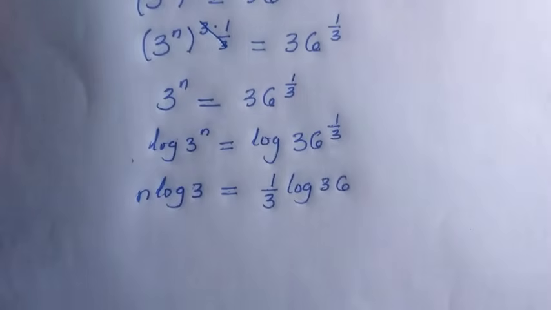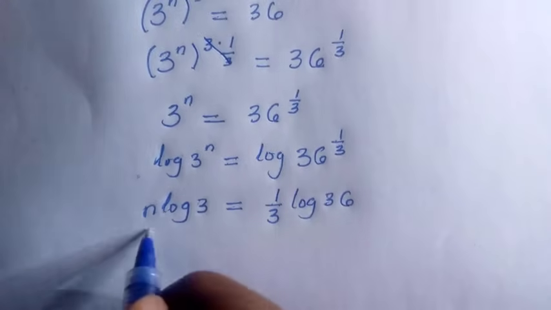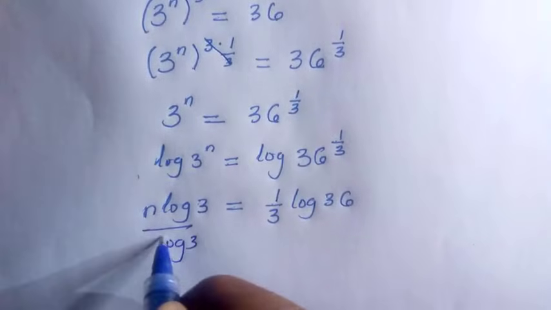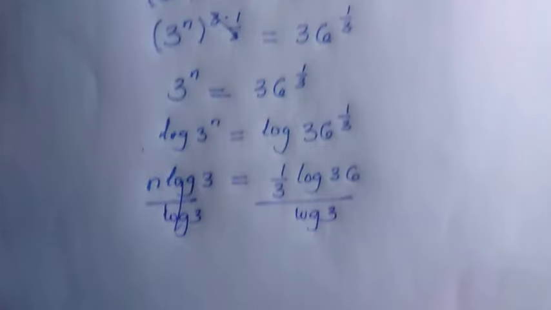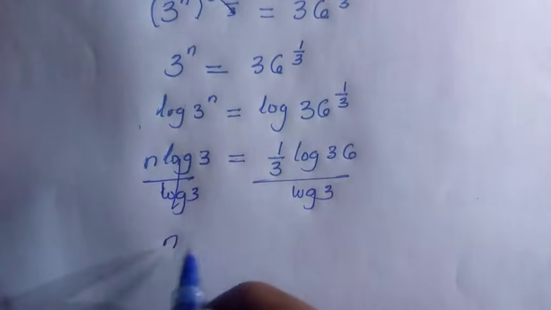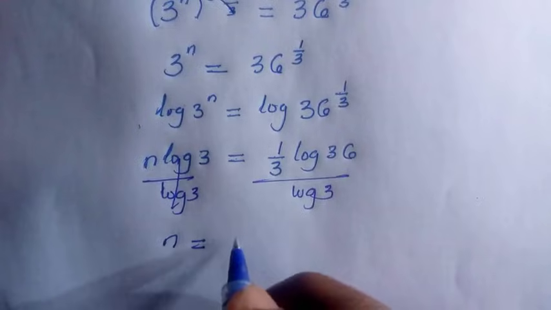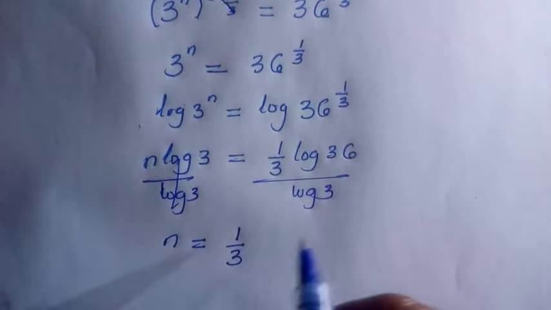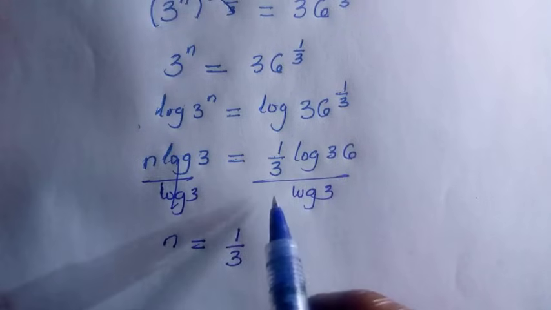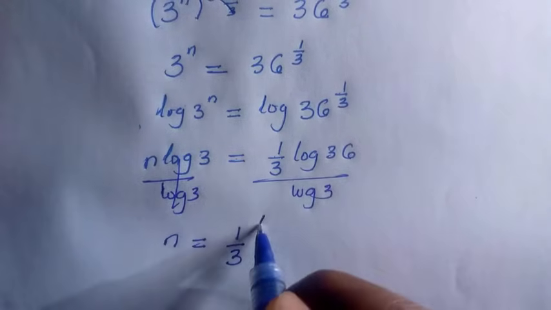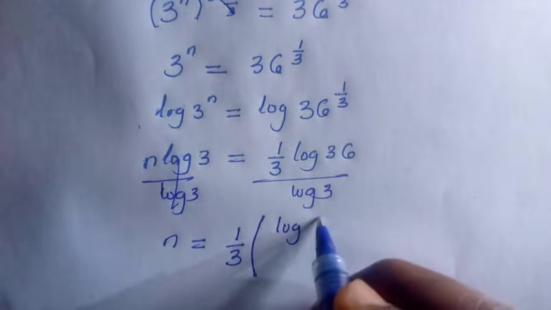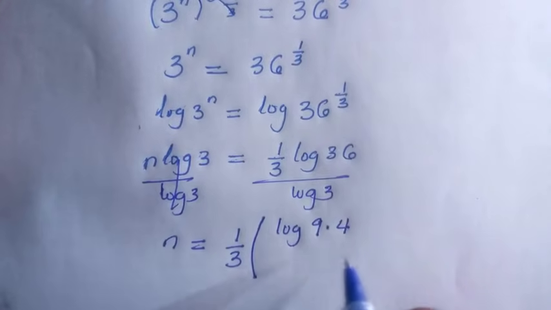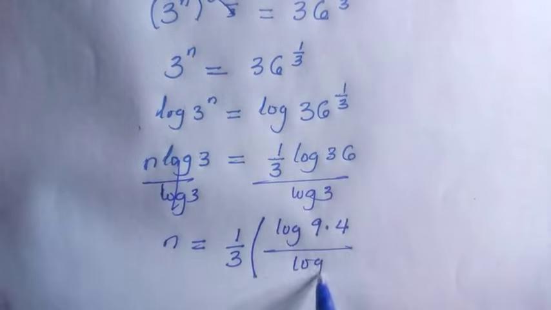And next, suppose we divide both sides by log 3. When we divide both sides by log 3, log 3 cancels log 3. Then here we have n equals, so this 1 over 3 is separate, that is all of them are under this 1 over 3. Then for this one we put it in parentheses. Then here is log, so if I split 36 into 9 multiplied by 4, divided by log 3.